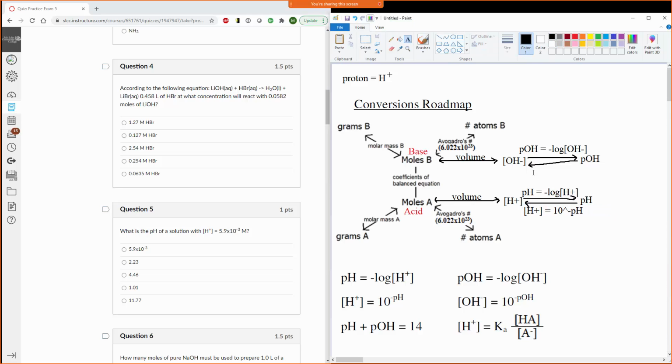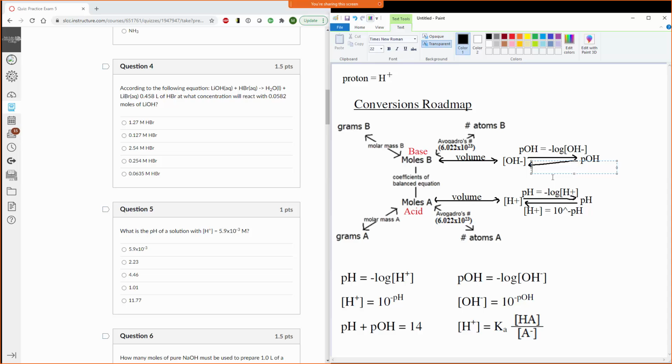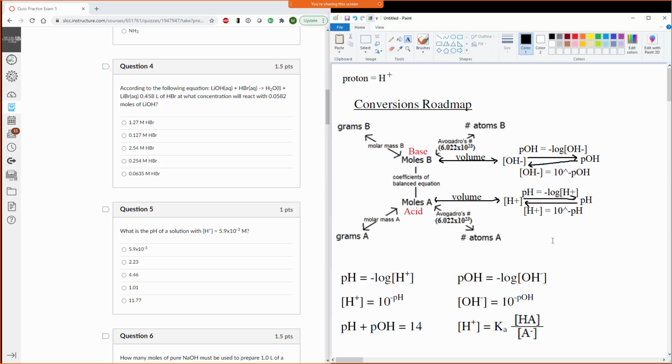You guys remember this? Hopefully this isn't crazy unfamiliar to you guys. Okay. So it's just a matter of putting it in and having it there ready for you when you're doing your problems. That's really nice. And then of course, once you have the POH or the pH, you can find the pH or the POH, right? The other one.